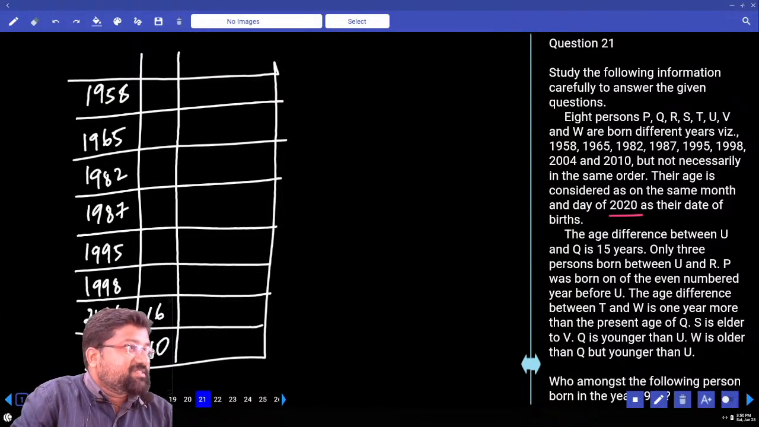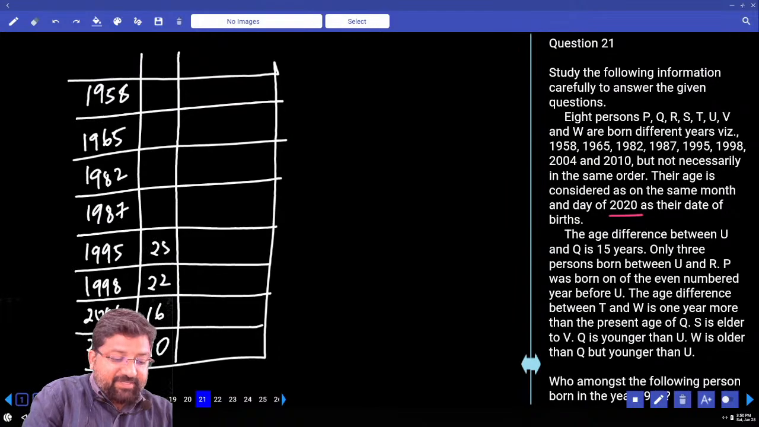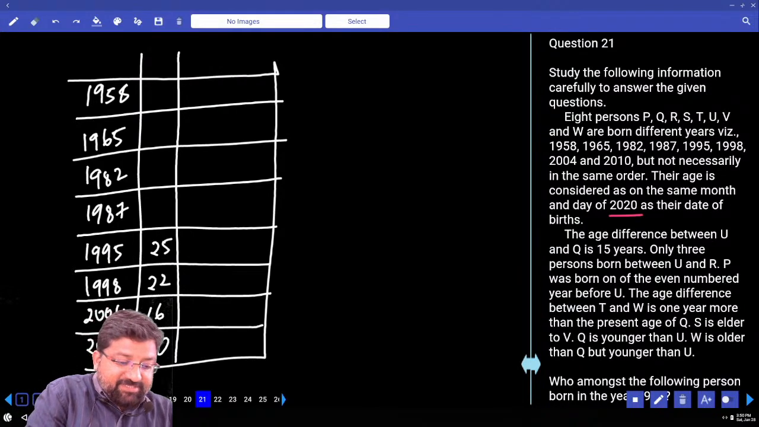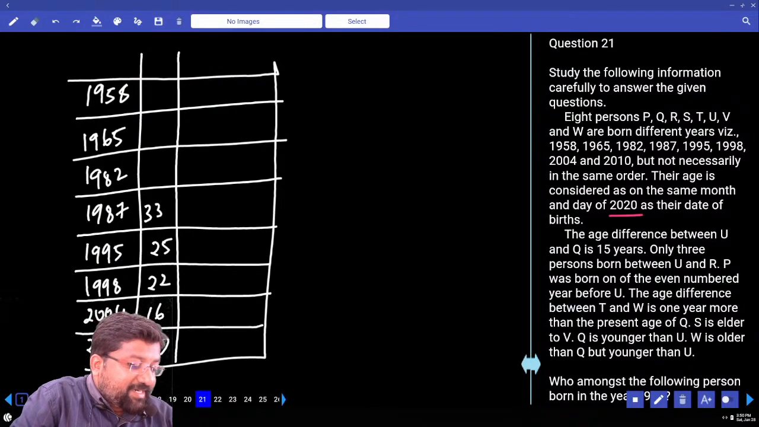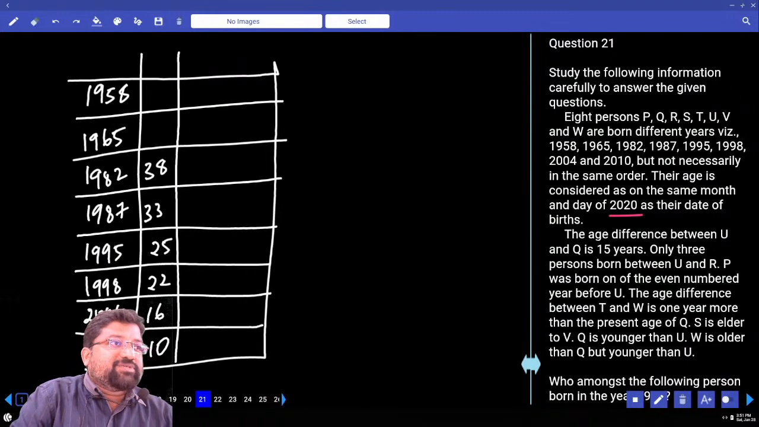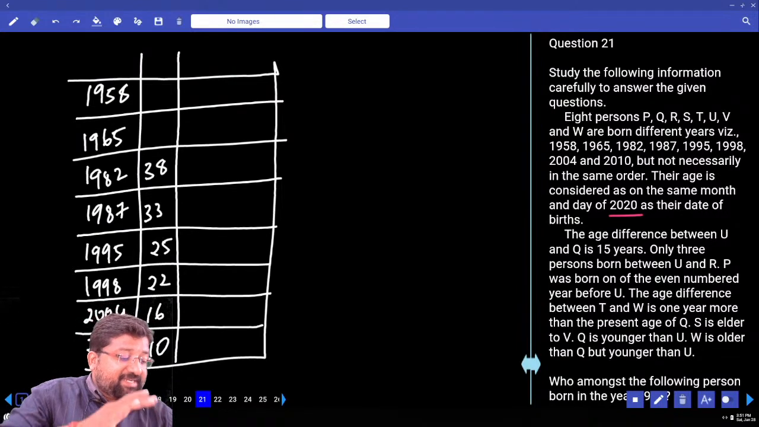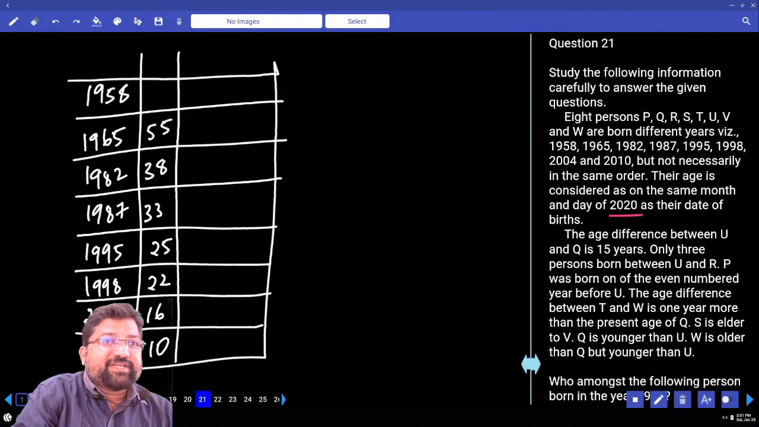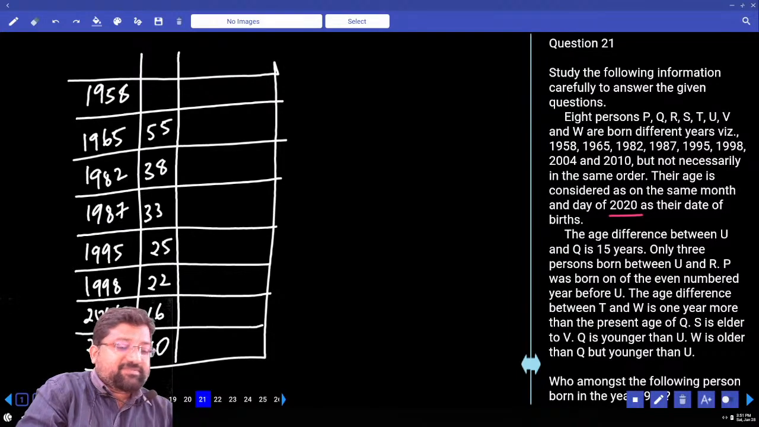98, 2004, what is the difference? 6 years, 22. Difference, 3 years, 25. 87 and 95, difference, 8. How many years? 33 years. 82 and 87, difference is how much? 5. How many years? 38. 65 and 82, difference is how much? 17. So 38 plus 17 is 55. Now again, what is the difference between 58 and 65? 7 years, so 55 plus 7 is 60.